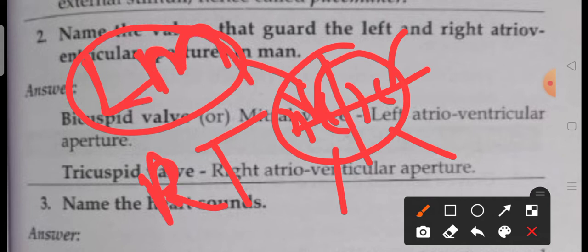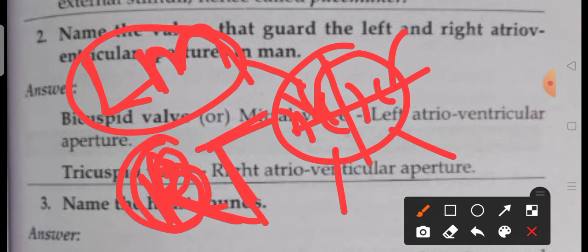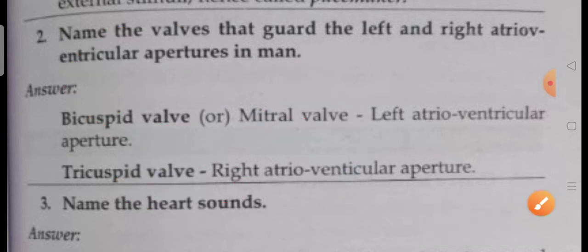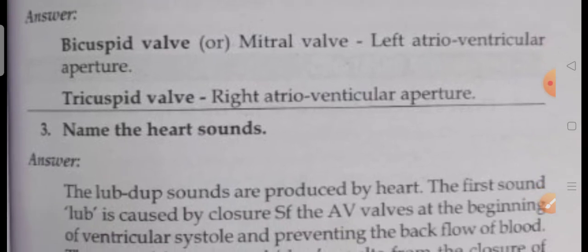RT is nothing but the right side tricuspid valve. RT, LM: right tricuspid, left mitral. L means the left side valve, the mitral valve, and the right side valve is the tricuspid valve. It's clear now. This is a trick for easily remembering the valves that guard the right and left atrioventricular apertures in man. The mitral valve is also known as the bicuspid valve, guarding the left atrioventricular aperture, and next the right atrioventricular aperture.